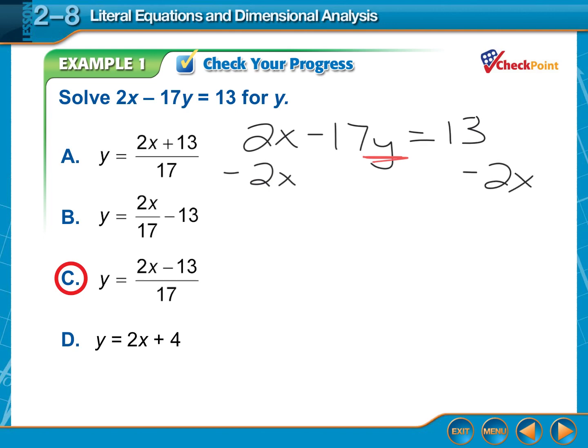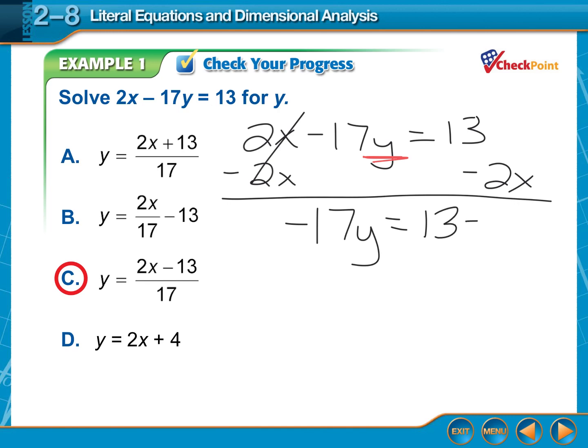Subtract 2x. So this side it's gone. On the left side we're left with negative 17y. What do we have on the right side? 13 minus 2x. Careful. Can we combine those? No, because they're not like terms. Yeah, just leave it. 13 minus 2x.